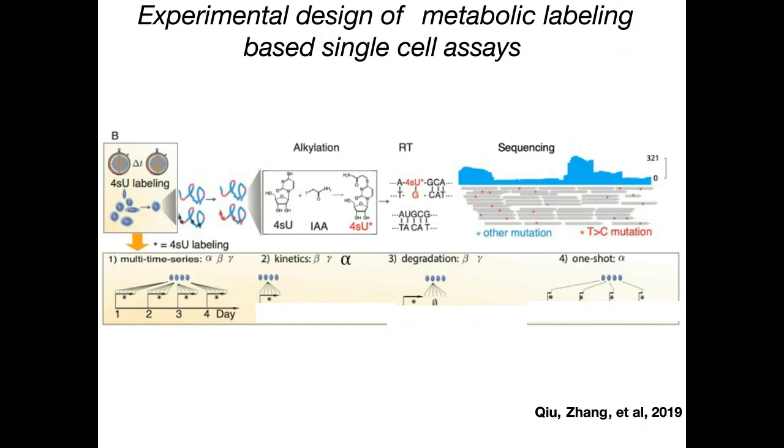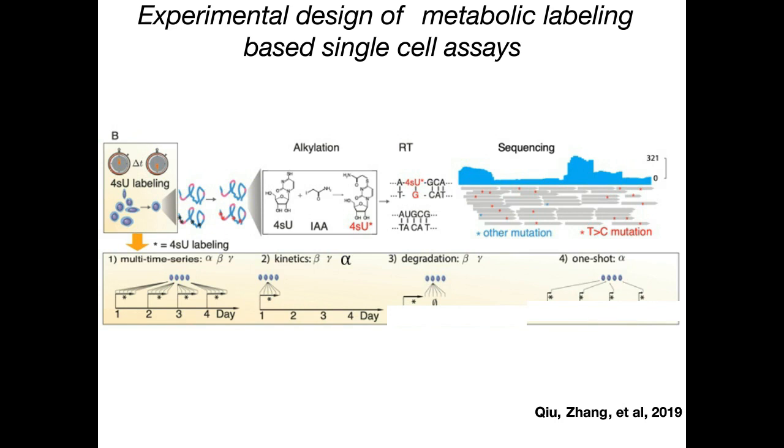Okay, so we can actually be very creative and clever in designing different metabolic labeling strategies. For example, you can design an experiment where you take different days, and at each day you label the cells for a different period of time, and then you harvest the cells. We call this a multi-time series experiment. And this kind of experiment can help us to estimate the transcription, splicing, and degradation parameters alpha, beta, and gamma.